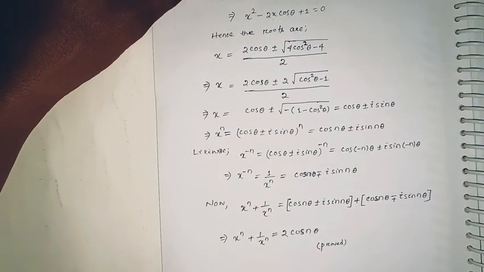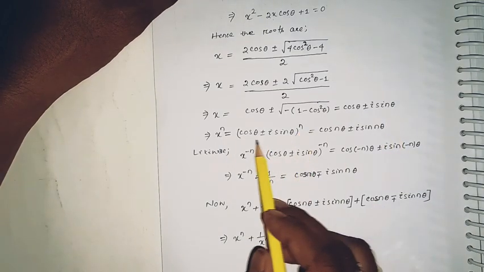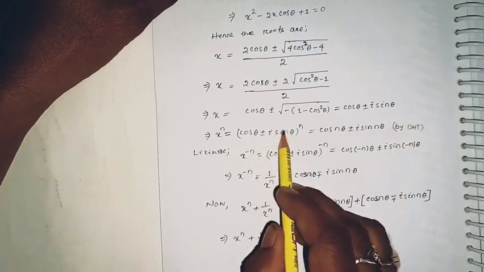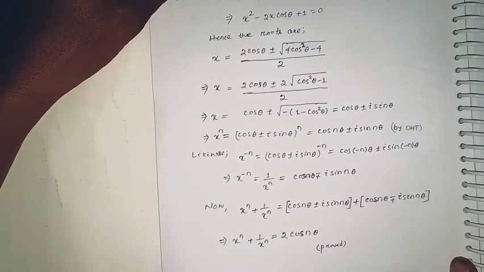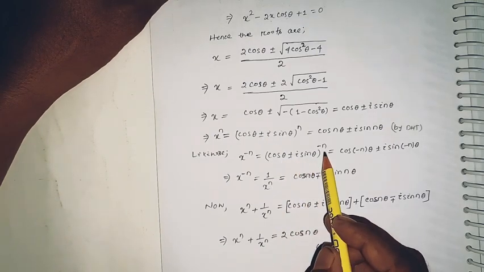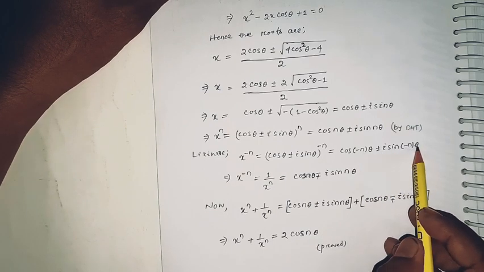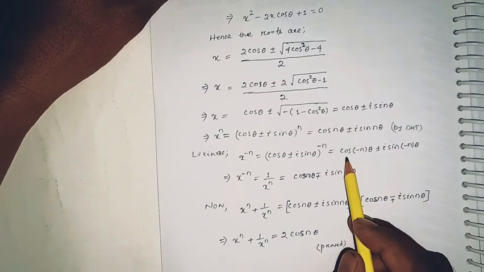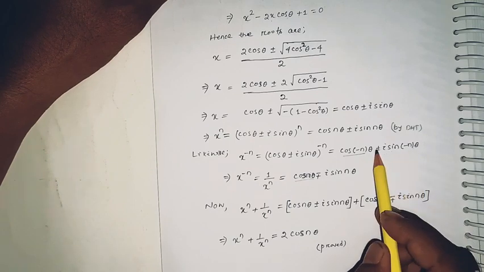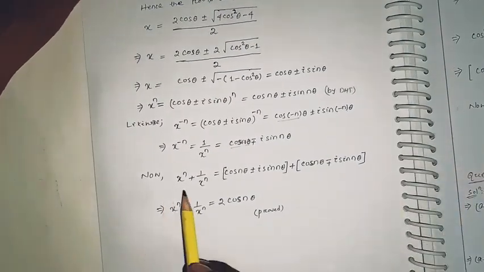Now x to the power n will be equal to cos theta plus or minus i sin theta to the power n, and by using Demoivre's theorem, here I have to write DMT, this will be cos n theta plus or minus i sin n theta, right? Likewise, x to the power minus n, if we consider cos theta plus or minus i sin theta to the power minus n, it will be cos minus n theta plus or minus i sin minus n theta. Cos is an even function, so this value will be cos n theta, and here this value will be minus sin n theta. Here plus or minus, so it will be minus plus i sin n theta. Got it?